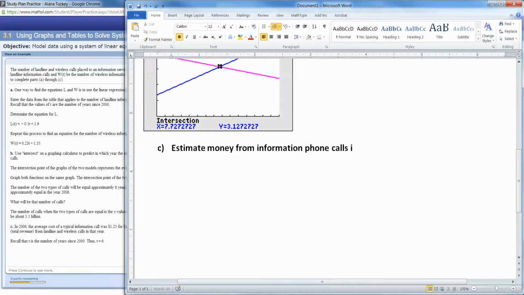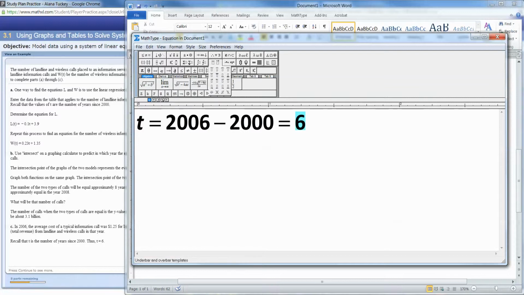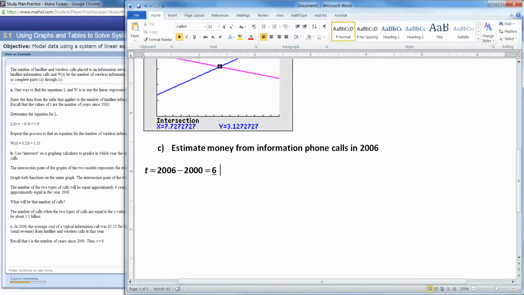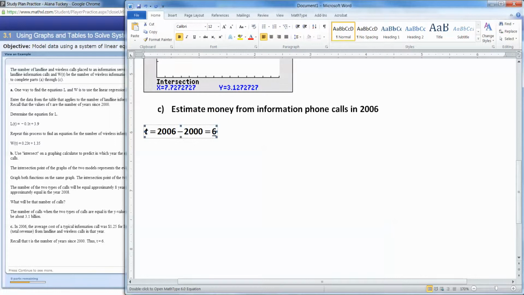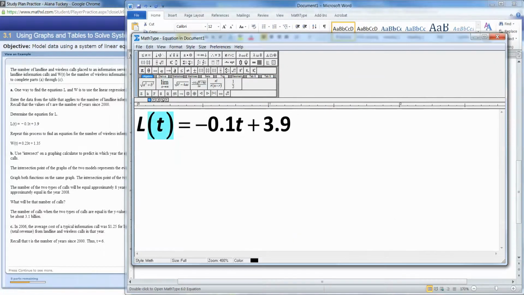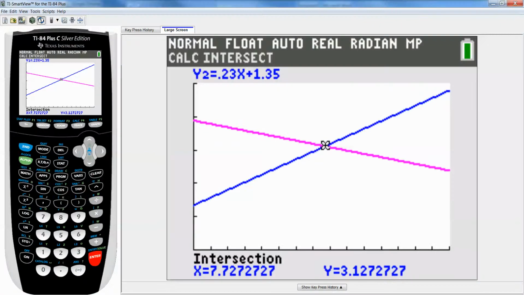phone calls in 2006. All right, so we'll start with T. T is 2006. Take away 2000 as our starter year, so that's 6. So we're going to take 6 and we're going to substitute it into both equations. So I want to find L of 6 and W of 6. Let me find these two. So where there was T, I'm going to put in 6. So I want negative 0.1 times 6 plus 3.9. And while I'm on the subject, I want W of 6, which would be equal to 0.23 times 6 plus 1.35.